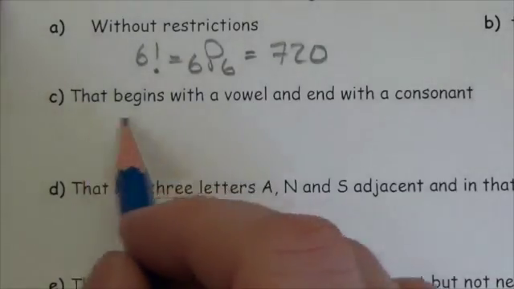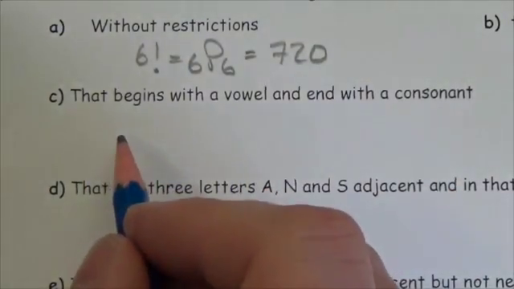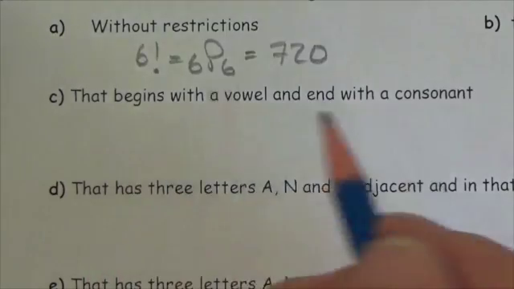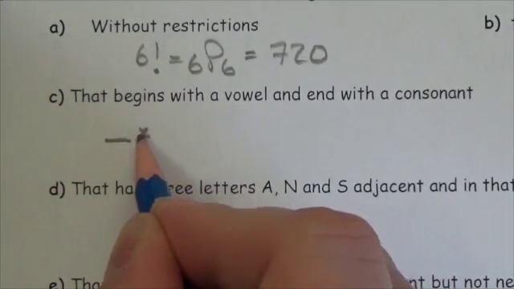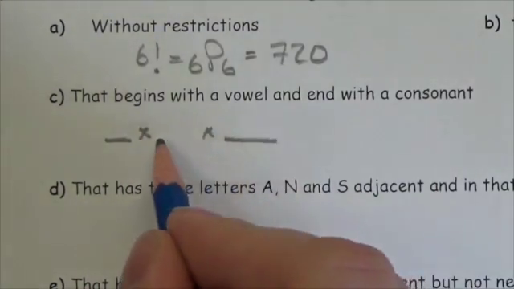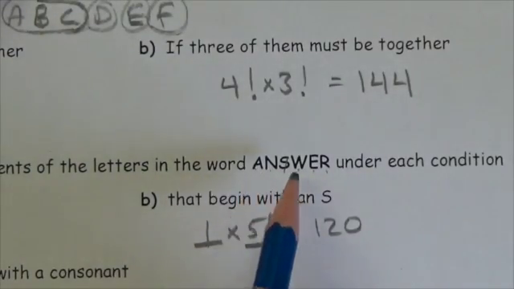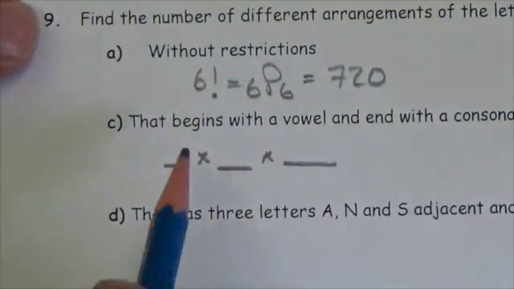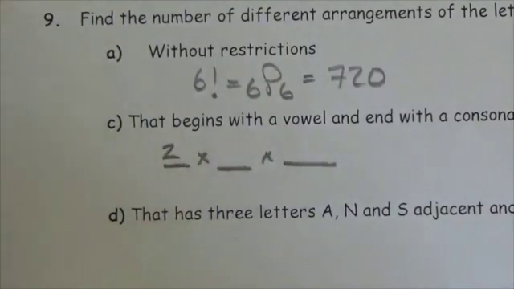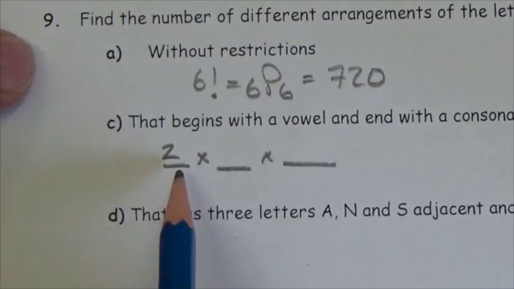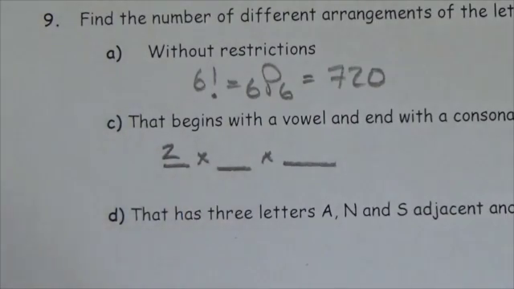Okay. How about that begins with a vowel and ends with a consonant? Okay, so here's what I got to do. I have to begin with a vowel, I have to end with a consonant, and I have to permute everything in between, all the rest of them. So how many vowels are there in answer? Well, there's 1, 2. There are 2. So for that first position there, I have 2 choices. Now notice this isn't 2 factorial, because I'm not putting both of the vowels up front. I have 2 choices, and I'm going to choose 1. That's what 2 by itself means without the factorial.